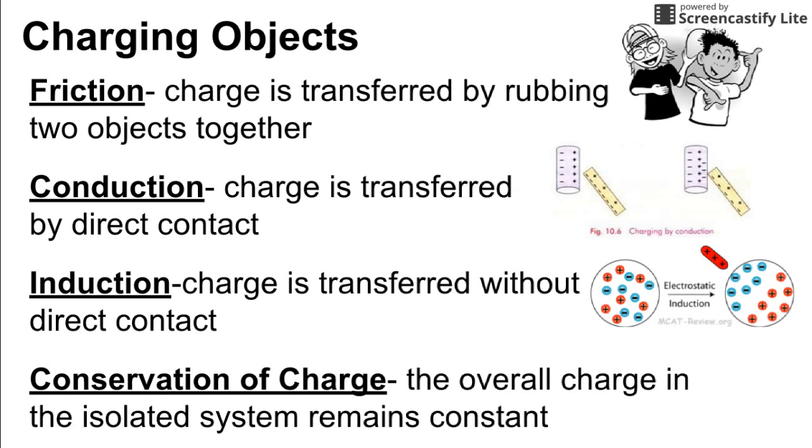The conservation of charge is basically this: in a closed system, one that you can't add anything to or take anything out of, the overall charge will stay the same. It's just going to move between objects. It won't add any more to the system or take any away. So there's a conservation of charge. The overall charge in that closed or isolated system remains the same.